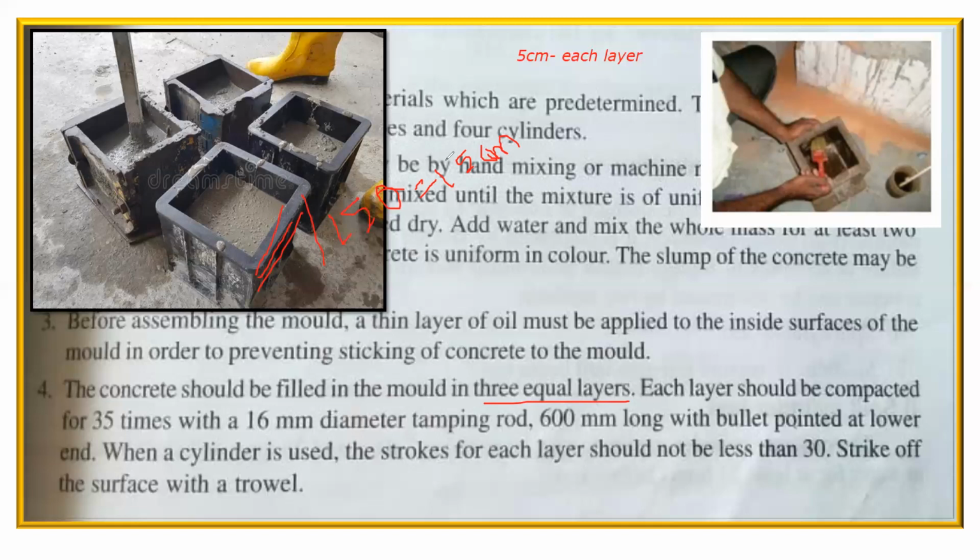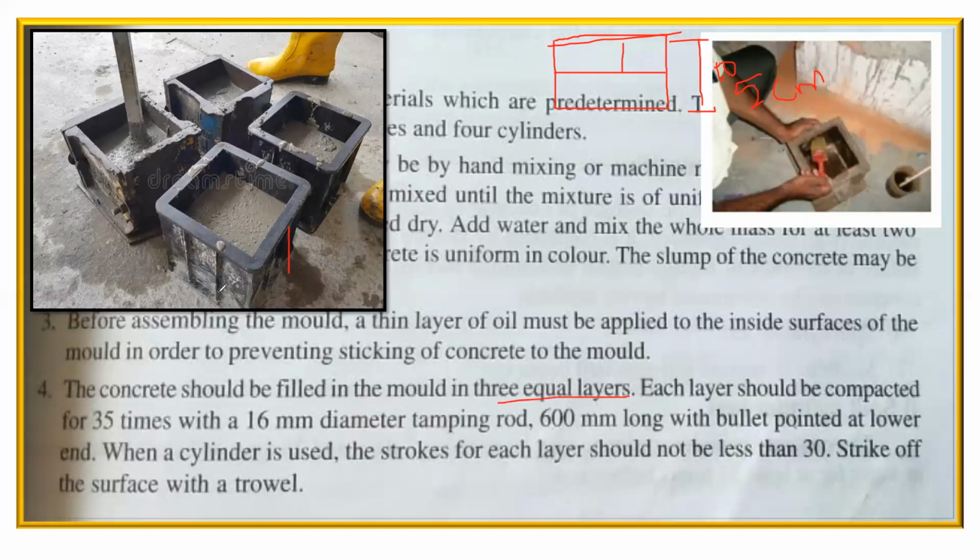Now, another question that comes to our mind: what if I'm using a 100 mm cube? This is 150. Suppose I use a 100 mm cube, in that case I need to do only two layers, because 5 centimeter is the filling for each layer, since the height itself is 10 centimeter. So first I'll do the tamping, then I'll fill the second layer. Since we're using a 150 mm cube, we have to fill it in 3 layers. That is what this point means.